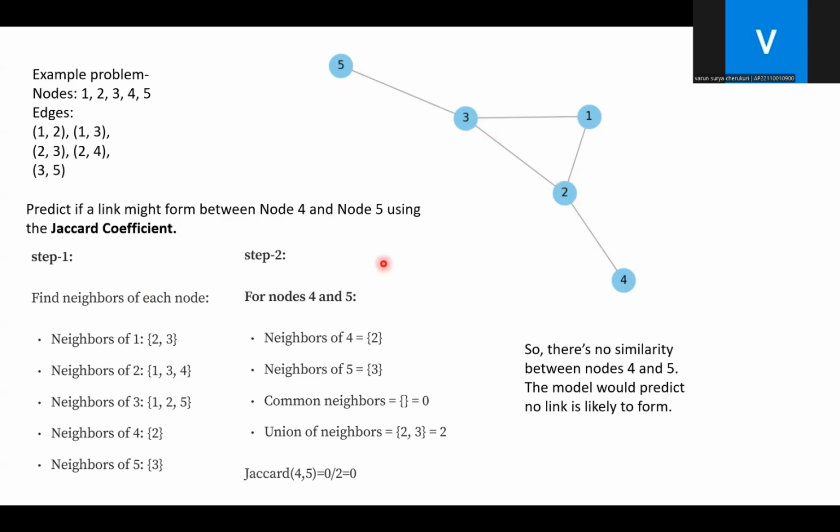Then in the next step, we have to calculate the Jaccard coefficient for nodes 4 and 5. The neighbor of 4 is 2 and the neighbor of 5 is 3, as we found in the last step. There are no common neighbors, so it will be 0. The union of the neighbors is 2 and 3, so there are two values, so it will be 2. 0 divided by 2 is equal to 0, so there is no similarity between node 4 and 5. There will be no link formed in the future based on the current connections.